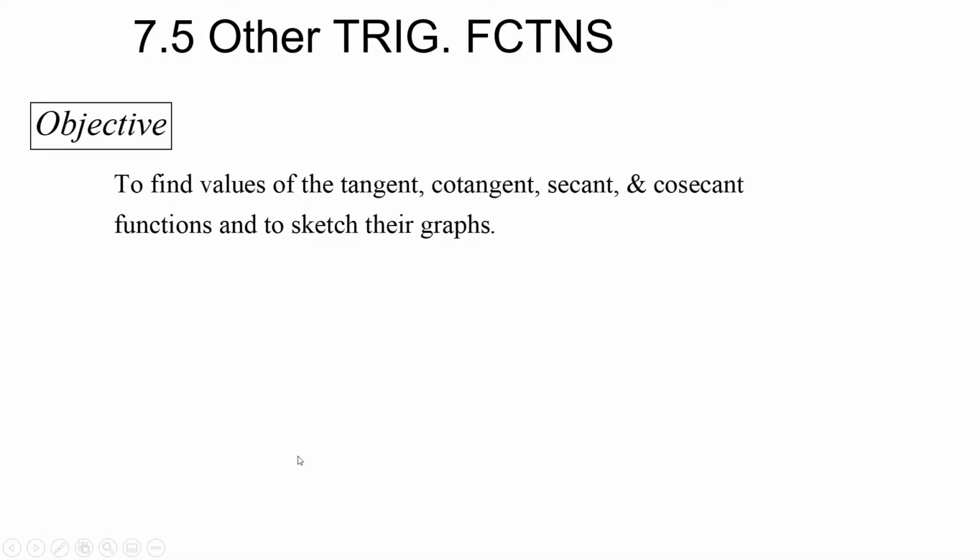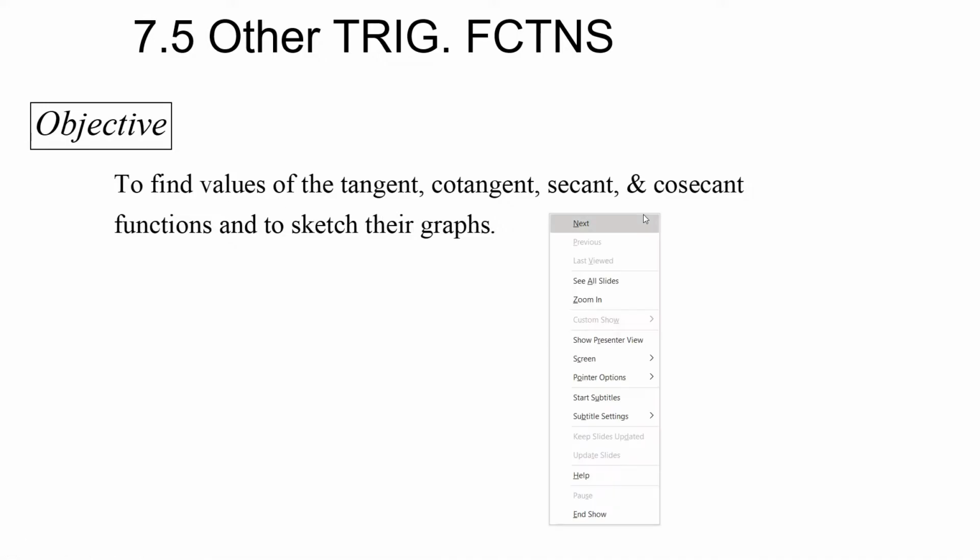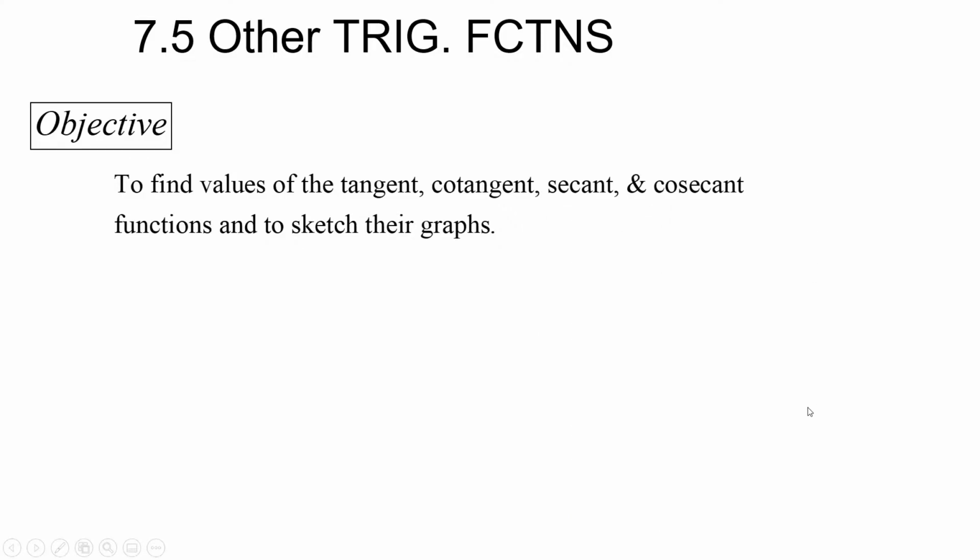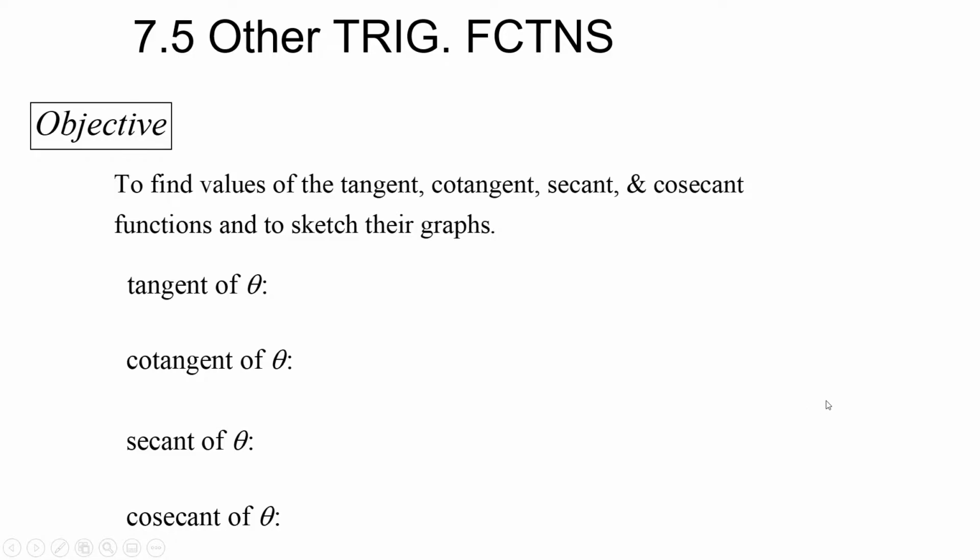Okay, this is 7.5, the other trig functions, and this is another really critical lesson. We're going to talk about the algebraic definitions of your other four trig functions as well as reciprocal relationships, and this gives you a lot of tools for trigonometry. So today's objective will be to find values of the tangent, cotangent, secant, and cosecant functions and to sketch their graphs.